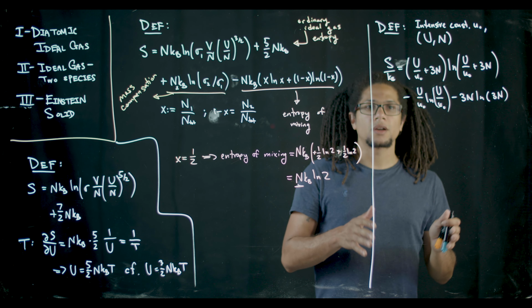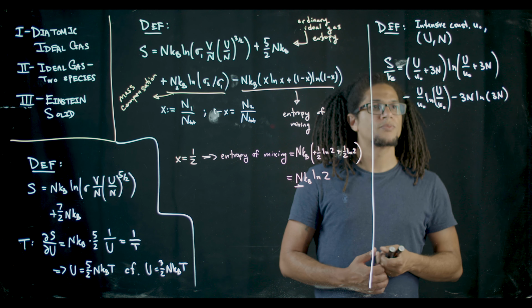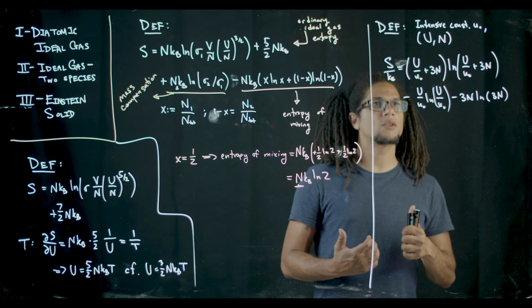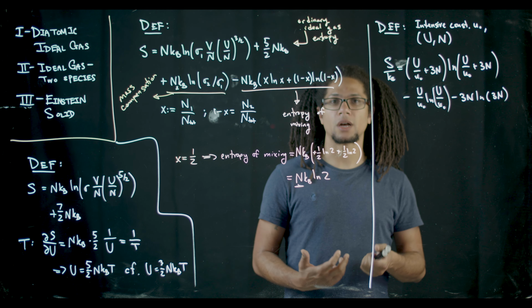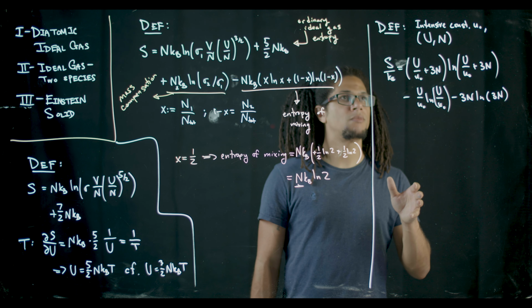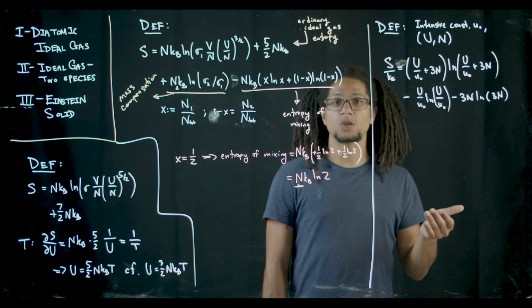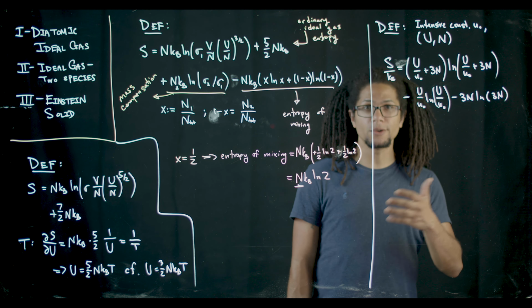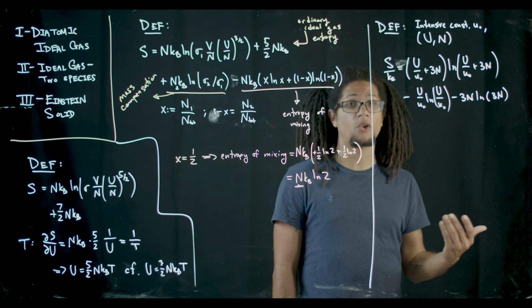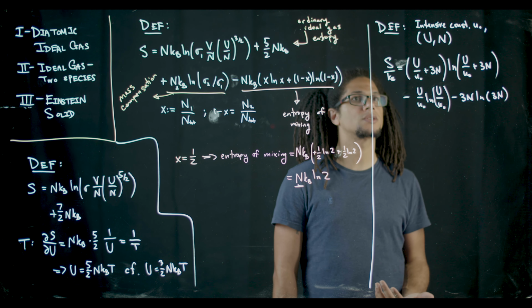Now, this might not look like it makes a lot of sense. And in particular, it's not clear why we don't need more extensive parameters in order to describe a solid. When Einstein came up with this model, it was supposed to be able to describe many types of solids equally well. So it's interesting that it doesn't involve, for instance, the volume. It only involves the number of particles.